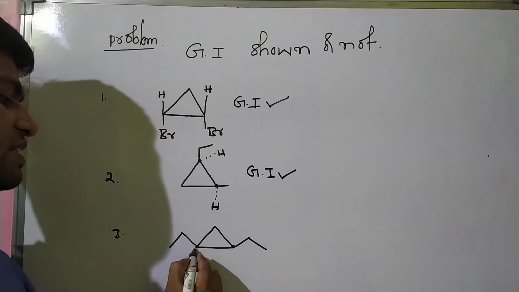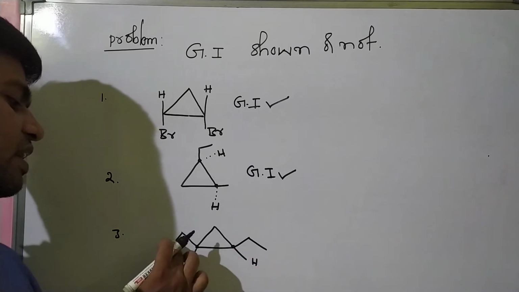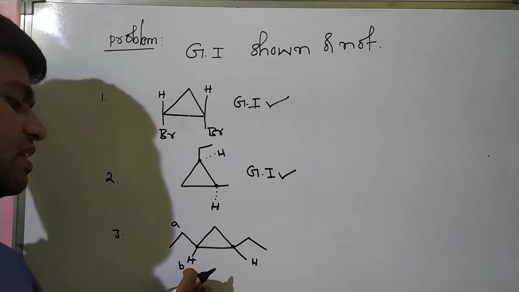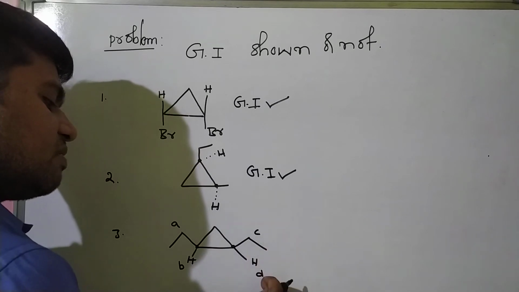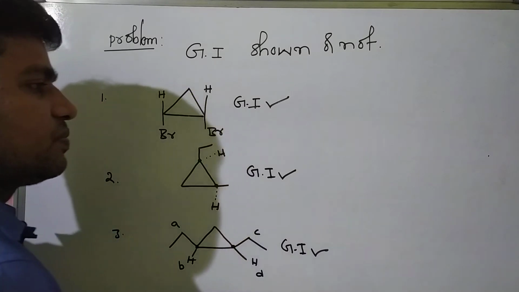Here the other one is hydrogen. So means other one is hydrogen. Okay. A, this is A. Say it is B. A not equal to B. This is ethyl. This is hydrogen. Say it is C. It is D. C not equal to D. So this also will exhibit geometrical isomerism.